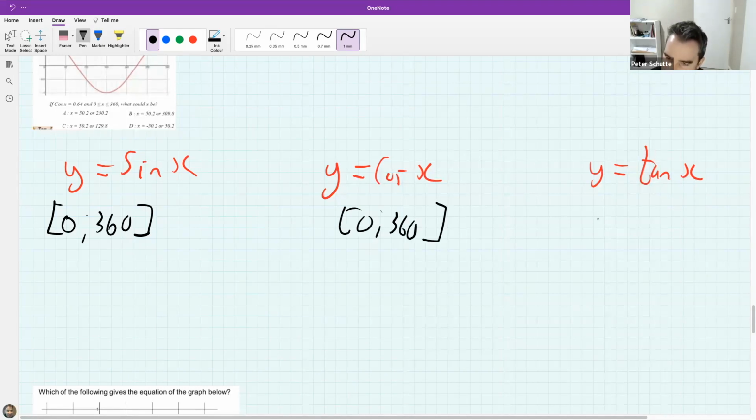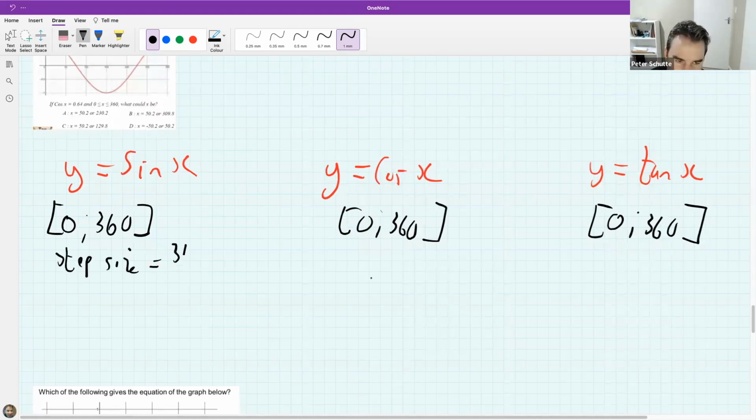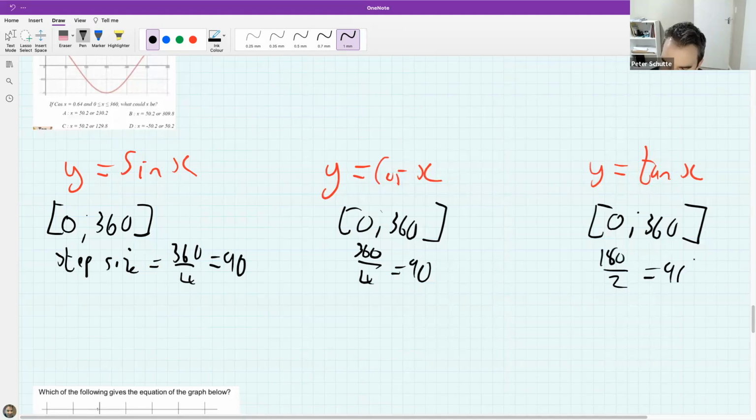And for this one, I'm also going to say 0 to 360. It's very helpful to know the steps. And the step size here is going to be 90. The step size here is going to be 90. And for this one, the step size is going to be 90.